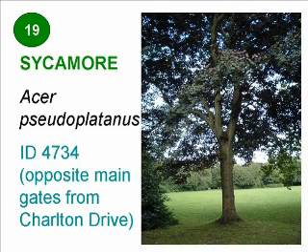The next tree, number 19, the sycamore, ID 4734, is found opposite the Charlton Drive gates. The sycamore maple is a fast-growing tree tolerant of urban pollution, with a broad domed crown. On young trees the bark is smooth and grey, but becomes rougher with age and breaks up in scales.